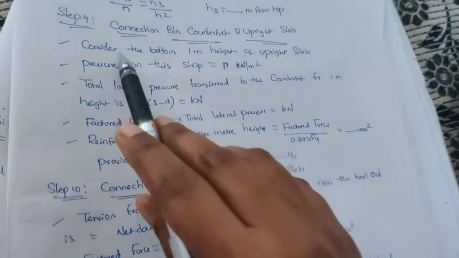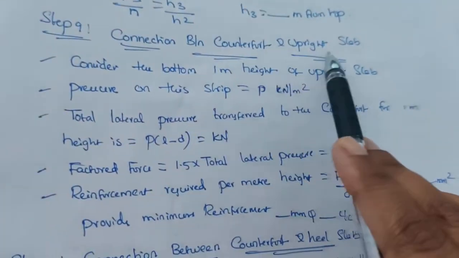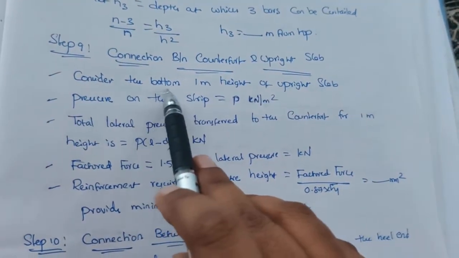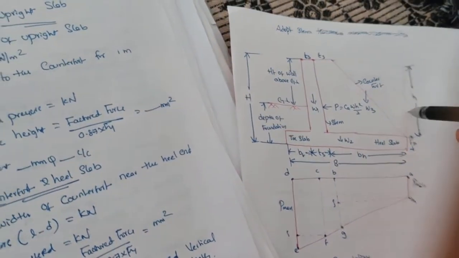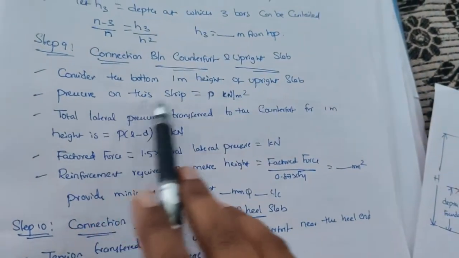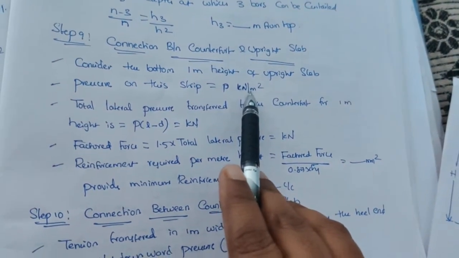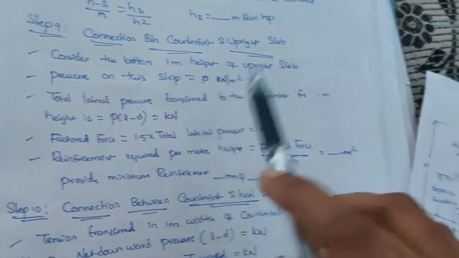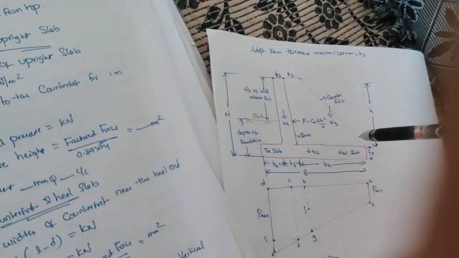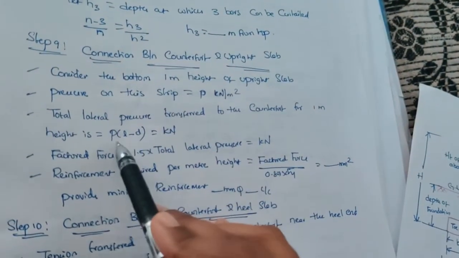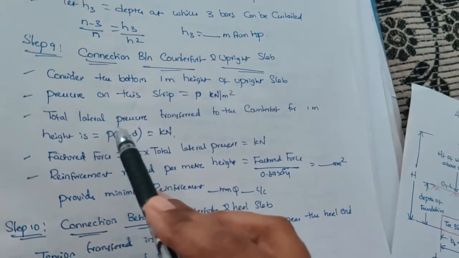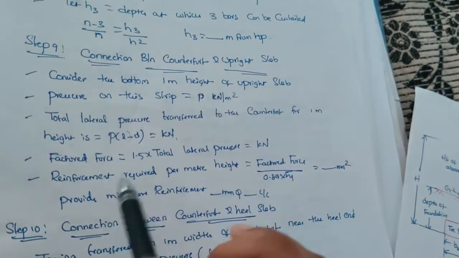Clear? So next step is the connection between the counter force and upright slab. In this step, first consider the bottom 1 meter height of the upright slab. When you take the slab from here to here, consider 1 meter height. From that, pressure on the strip is equal to, let it be P, pressure intensity, P kilonewton per meter square. If you want the total lateral pressure transferred to the counter force for 1 meter height, it is P into pressure intensity into L minus T. L means the spacing of the counter force and P means the pressure intensity on the strip.